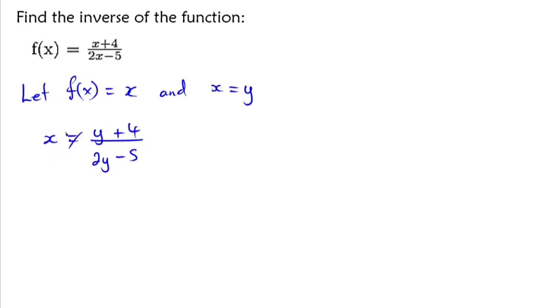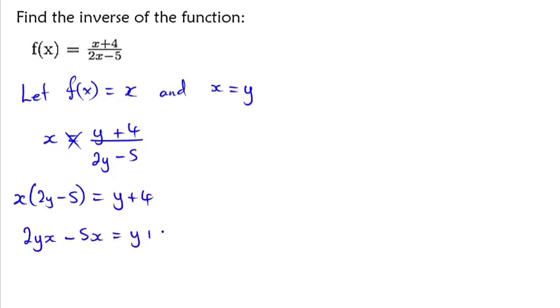So if I cross multiply, this will give us x multiplying with 2y minus 5, and this is equal to y plus 4. So x times 2y gives us 2yx minus 5x is equal to y plus 4. Remember, we're making y the subject of the formula. So on the left hand side, we'll have 2yx minus y. This is equal to 4 plus 5x, because this 5x goes to the other side, so we'll say plus 5x.